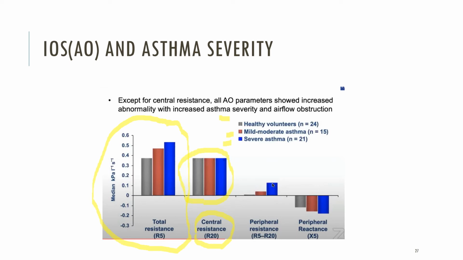So what does that mean? What does it mean that the R20 value, which is a value for central airway, you don't see any change between a healthy volunteer, a mild to moderate asthma, or severe asthma?